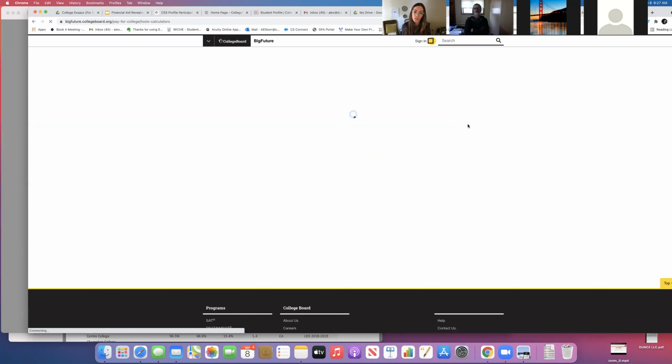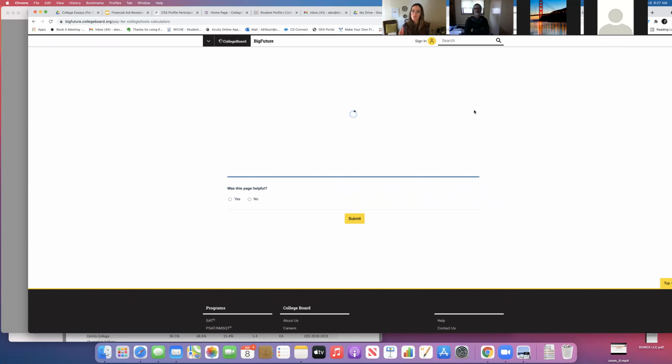And the tools and calculators section has a bunch of different calculators, including that loan calculator I was telling you about earlier, where you can estimate what your repayment schedule would look like if you took out loans. But there's also an EFC calculator, if this thing ever loads.